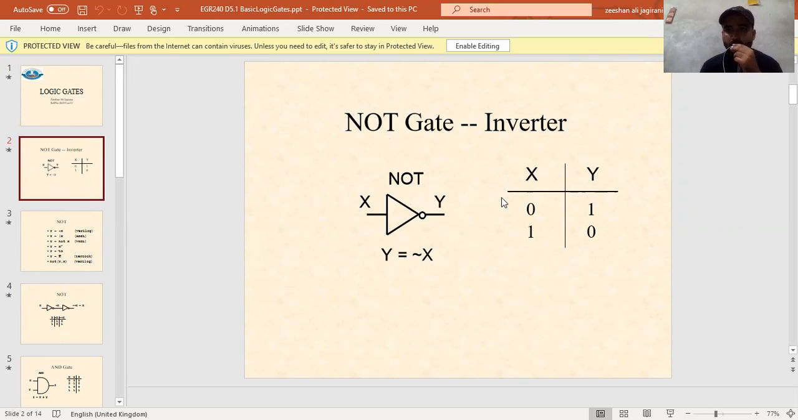Suppose the input signal is 0, now Y will be 1 because it is inverted. Now suppose 1 is the input and we will get 0. Y is equal to X inverted, which means it will be the value of X but opposite. If 0 is the input, the output is 1; if 1 is the input, the output is 0, meaning opposite, inverted.